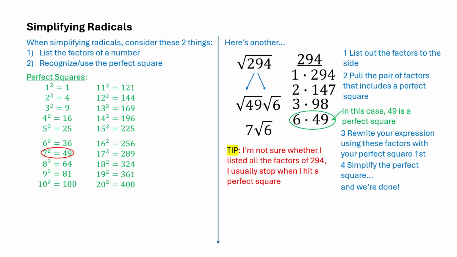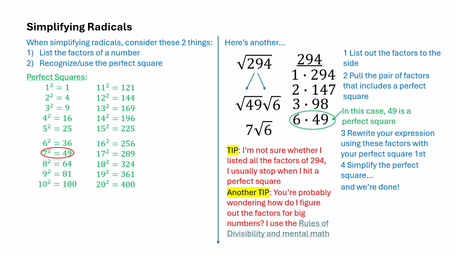Just a tip. I'm not sure whether I listed all the factors of 294. It's not necessary for these problems. You're really just factoring until you find a perfect square. Another tip is that you're probably wondering, how did I figure out the factors of these big numbers? Well, like I said, I used the rules of divisibility and simple mental math just to divide in my head. Let's move on to the next problem.